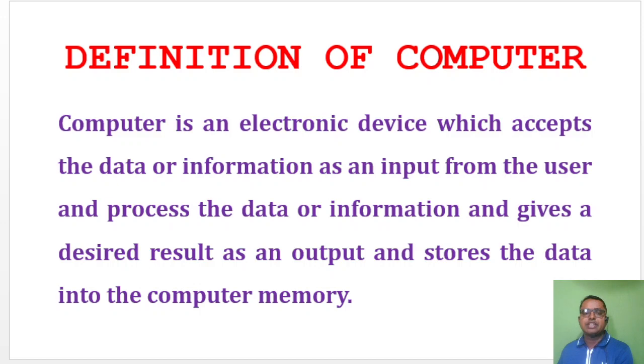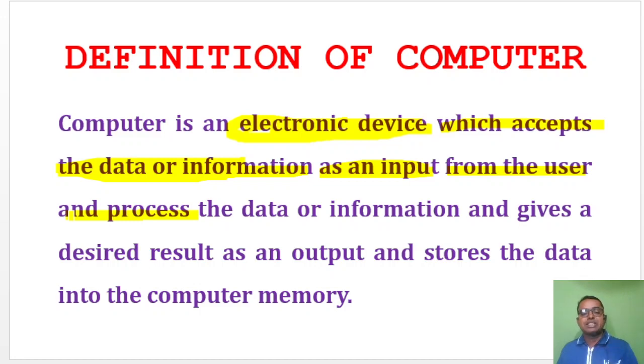A computer is an electronic device. Why do we call the computer an electronic device? Because it works with direct current. A device which works with direct current is known as an electronic device, which accepts the data or information as an input from the user. How does it accept the data? With the help of the user, and processes the data.